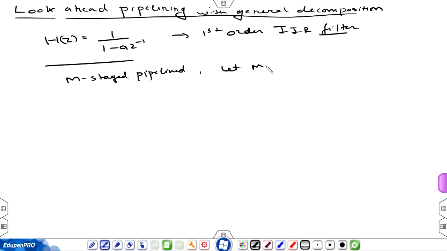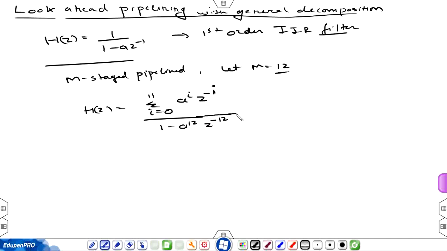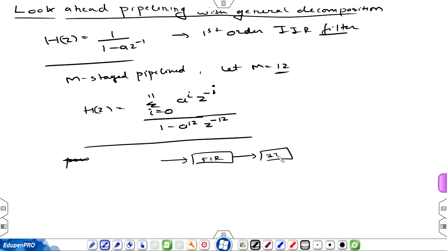So let M be 12. So H(Z) will become summation i equal to 0 to 11 a^i Z^(-i) divided by 1 minus a raised to power 12 Z raised to power minus 12. So if I implement this filter in a conventional way, it will have a FIR part and an IIR part.